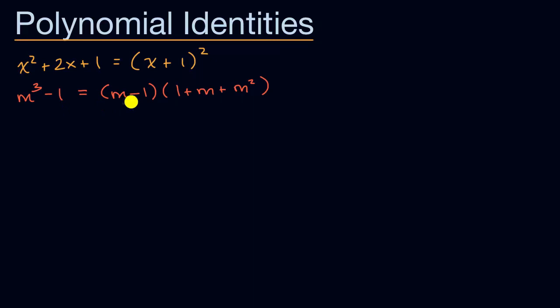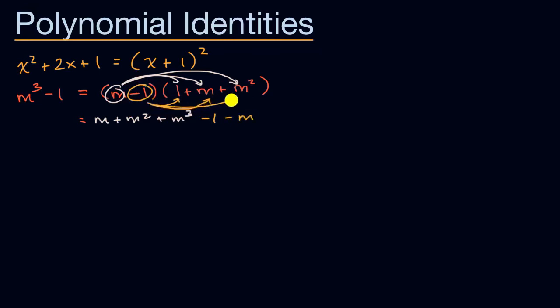And the way I would tackle this is I would multiply out what we have on the right-hand side. So this is going to be equal to, so first I could take this m and then multiply it times every term in this second expression. So m times 1 is m, m times m is m squared, and then m times m squared is m to the third power. And then I would take this negative 1 and distribute that times every term in that other expression. So negative 1 times 1 is negative 1. Negative 1 times m is negative m. And negative 1 times m squared is negative m squared.